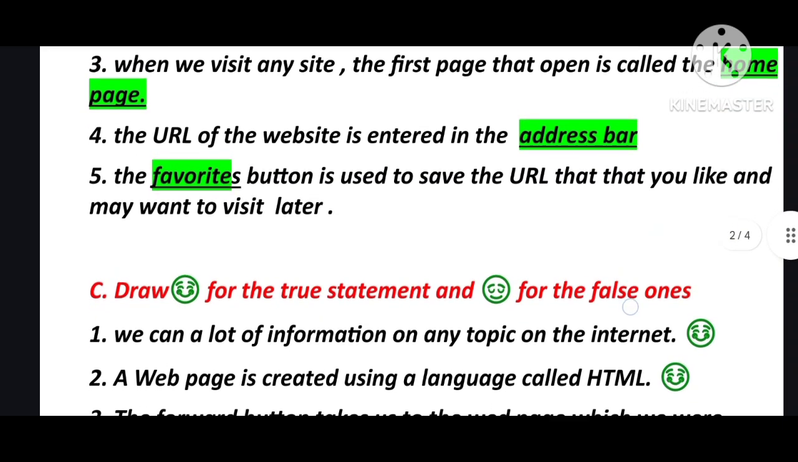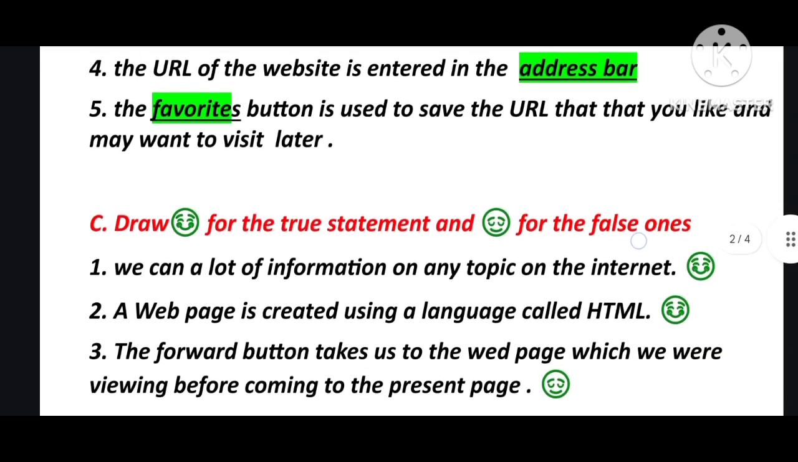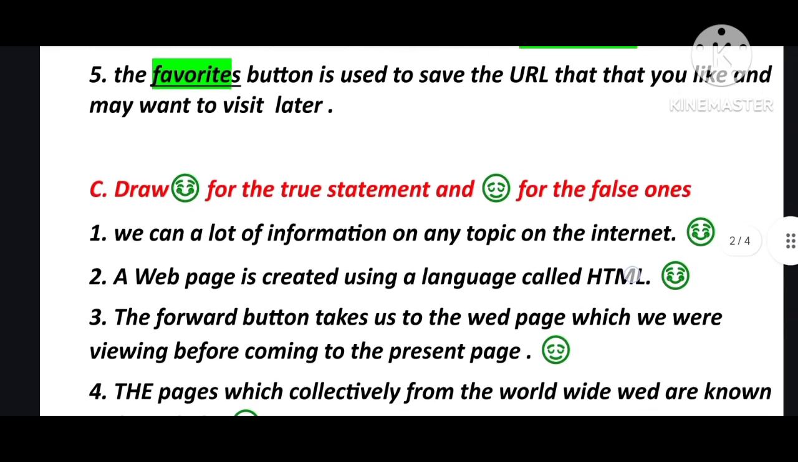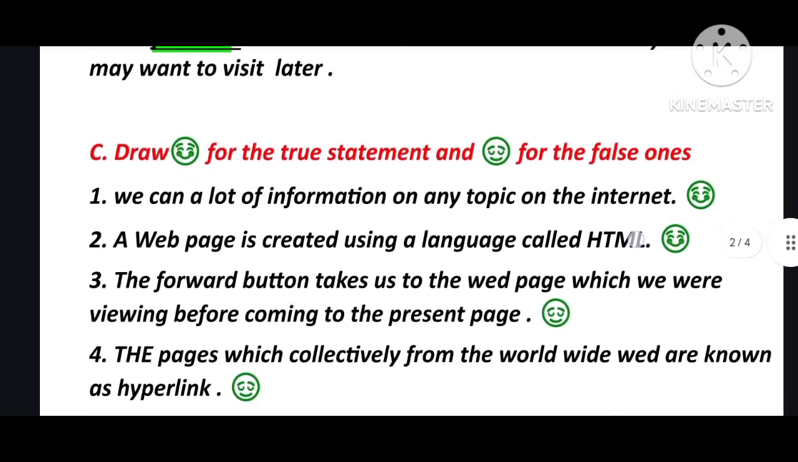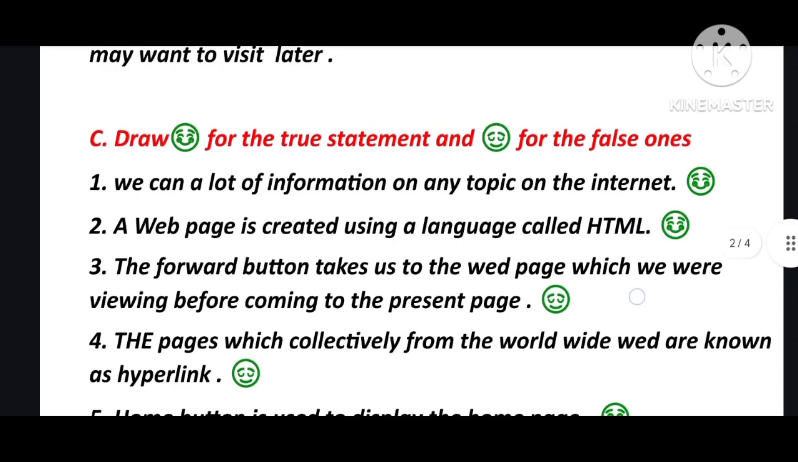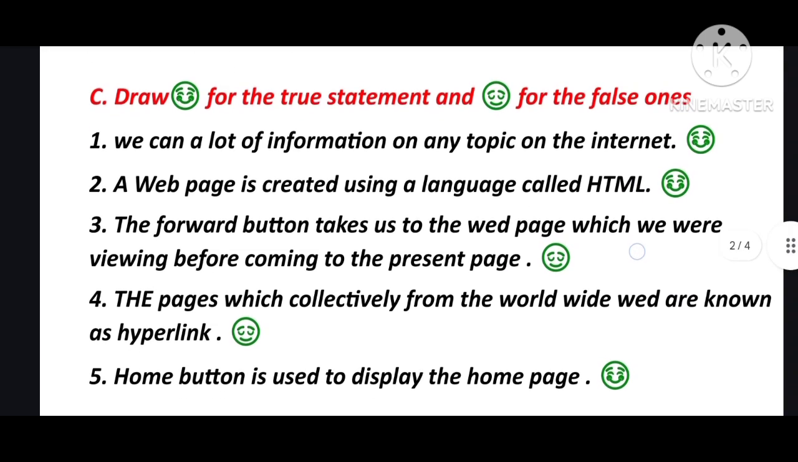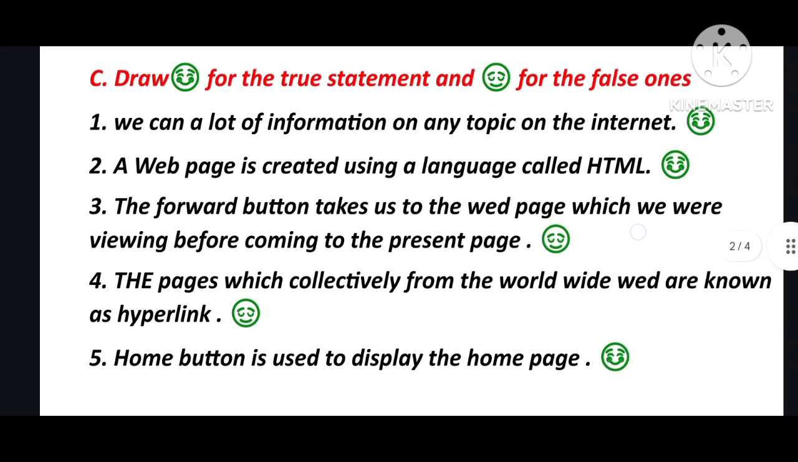Next is true false. First, we can get a lot of information on any topic on the internet. Yes, this is true. A web page is created using the language HTML. Yes, it is true. The forward button takes you to the web page you were viewing before coming to the present page. No, this is false. The pages which collectively form the World Wide Web are called hyperlinks. No, this is not hyperlink, so it is false.